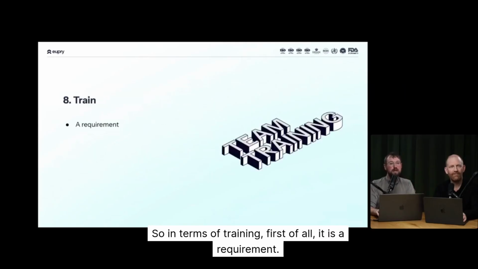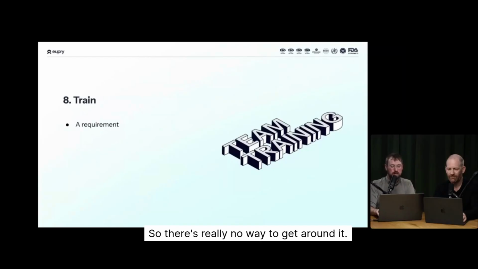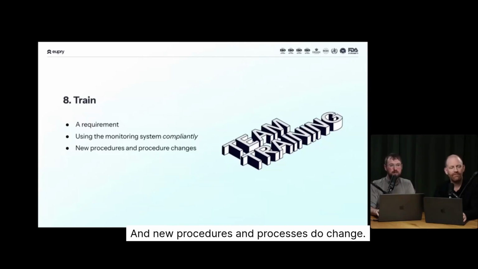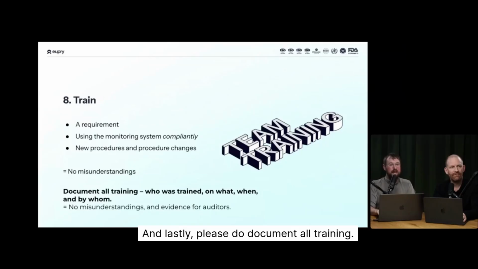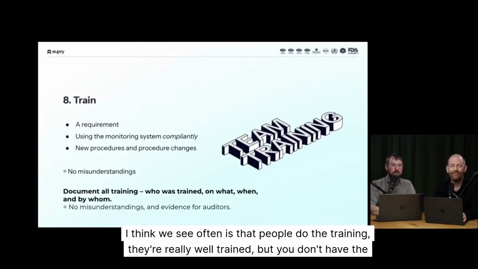So in terms of training, first of all, it is a requirement from 21 CFR Part 11 that you do train on how to use these systems. So there's really no way to get around it. And it's really the only way to ensure that you're using a monitoring system, in this case, compliantly. And new procedures and processes do change, so do keep up with this. It's not something that we see a lot, but sometimes these misunderstandings can lead to violations of 21 CFR Part 11. And lastly, please do document all training. It's something we see often: people do the training, they're really well trained, but you don't have the documentation in place.